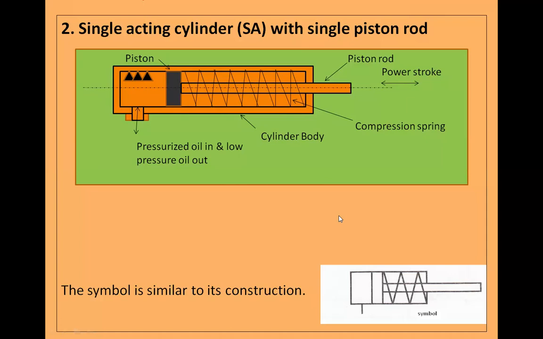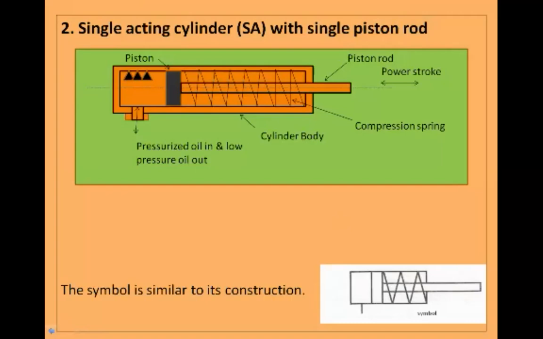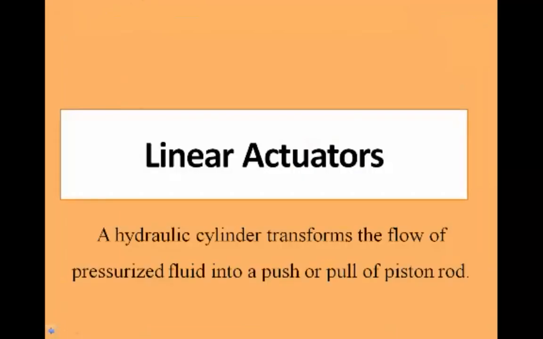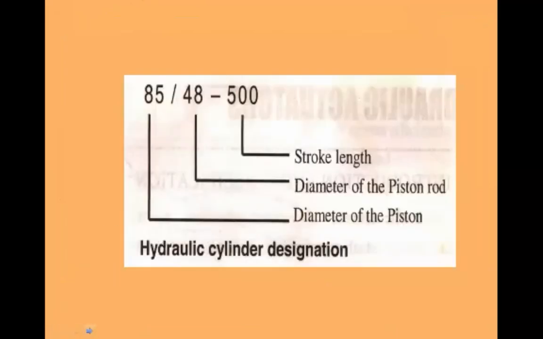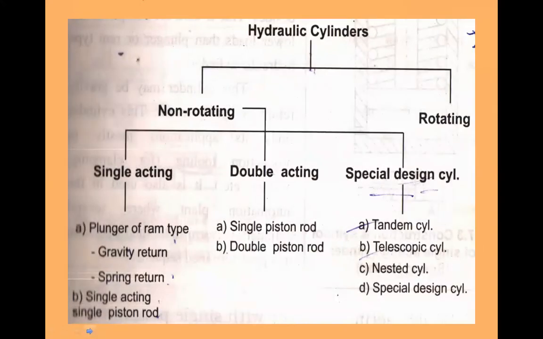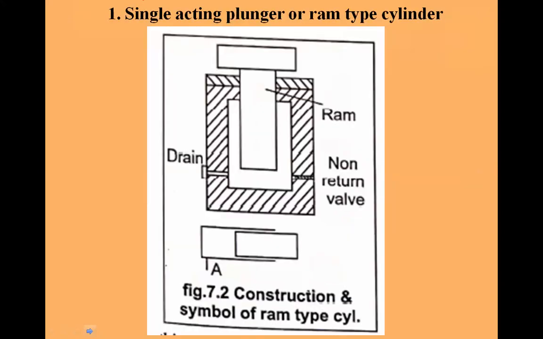Yesterday we discussed the linear actuators. In that we saw the definition of the linear actuator. Then we went through the designation of the hydraulic cylinder, then the basic construction and operation of the hydraulic cylinder. After that, in detail, we covered the hydraulic cylinder classification, the types of hydraulic cylinders. And after that we started with the single acting cylinder.